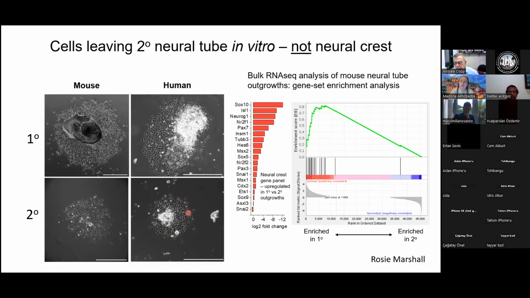They actually, in other data, express muscle markers much more than they do neural crest markers, but we're not sure if this is an in vitro artifact or in vitro phenomenon, or whether this is really representing some function that happens in vivo in the embryo as well. So I think the conclusion of this study is that the neural crest does not form in mammals, in mice, and in humans from the secondary neural tube.